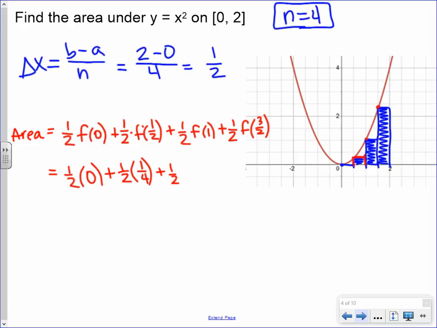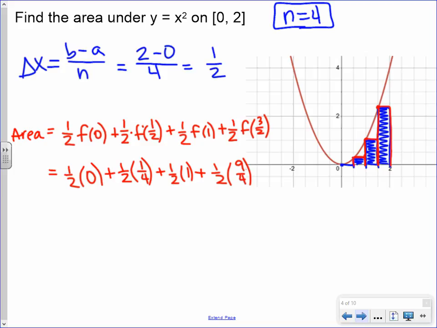Y equals x squared. There should not be only one person answering this question for me. What's our function value at 1? 1. Thank you. The height of this rectangle is 1. Okay. And then the function value at 3/2. 9/4. Thank you.